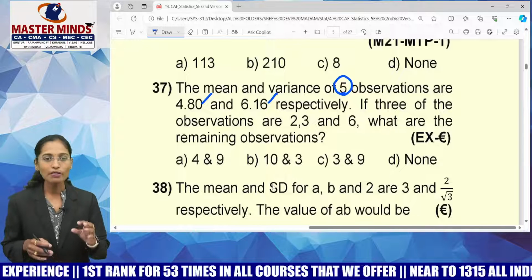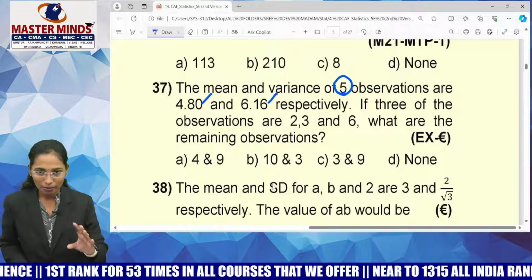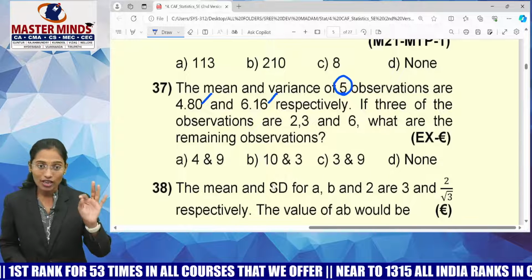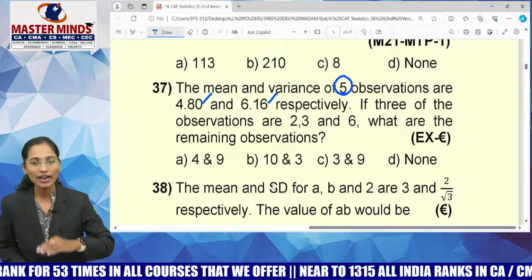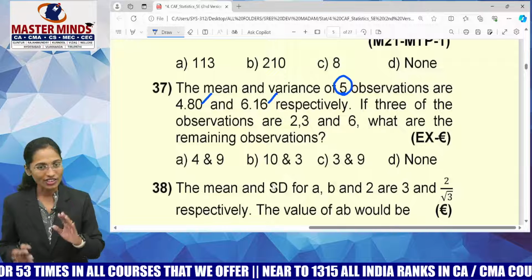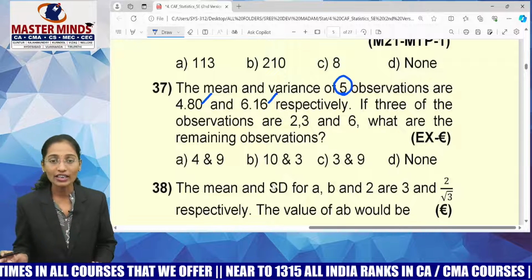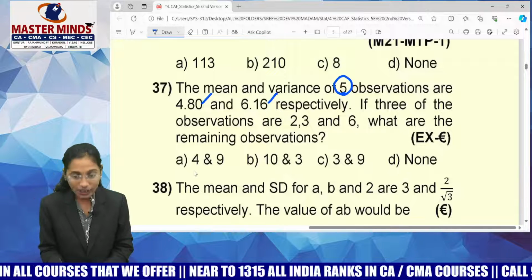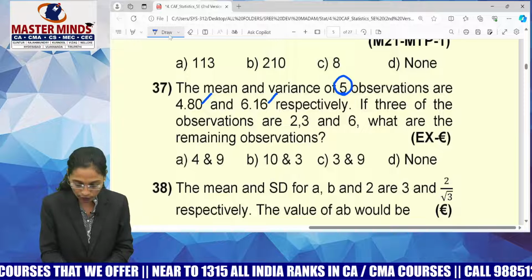Guys, for this question, people will take the remaining observations as A and B, and the mean is (2 + 3 + 6 + A + B) / 5 = 2. They will do all those things. I'm not doing that, guys. I have to identify the remaining 2 observations, so I'm going through option verification.